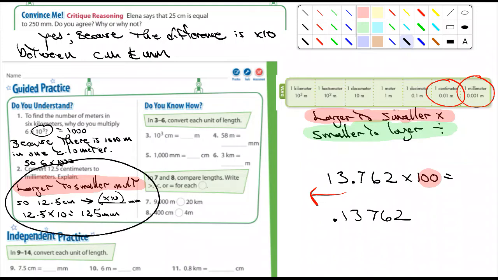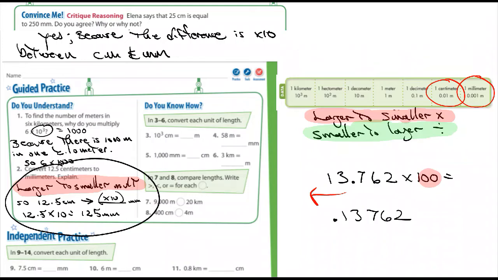Yeah, 13.762 is larger than 0.13762. Now, let me ask you a question. When you multiply something by a number that is larger than 1, is it getting bigger or smaller? It's getting bigger. So would it make sense to move the decimal to the left? Because we just made it a lot smaller. So which way do you think we'd move the decimal?